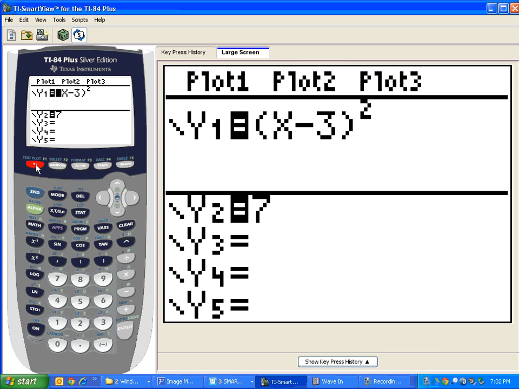So y1 is always the left side of your equal sign. Y2 is the right side of your equal sign. Ultimately, when we're setting these two sides equal to each other, we're just finding the place where they meet. Anything else?